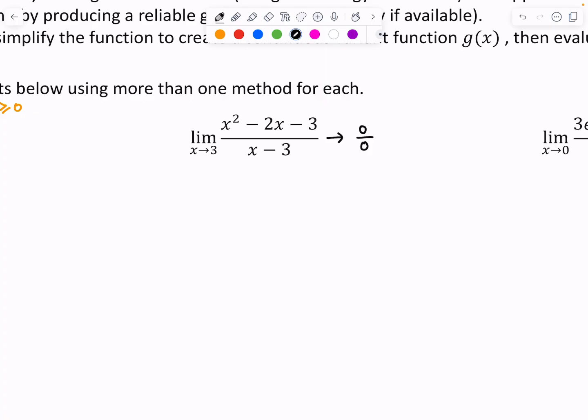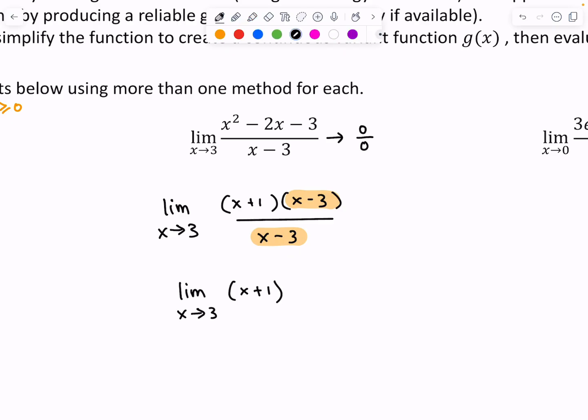Now I'm going to do method number 3 of algebraically manipulating this. In this case, we can factor the numerator. The x squared factors to x times x. And now we need two numbers that multiply to -3 but add to -2. That will be -3 and +1. And our denominator is still x minus 3. And we're still doing a limit as x approaches 3. Notice that these two factors can now cancel. And we can simplify this function to x plus 1. This new function is continuous at 3, so we can find this limit by plugging 3 in. And 3 plus 1 gives us 4.